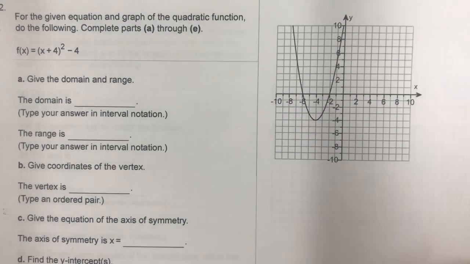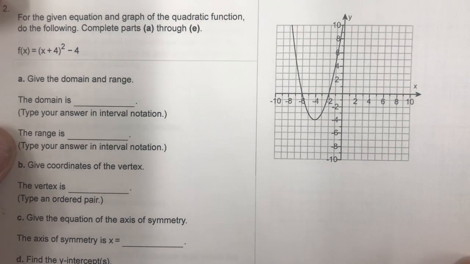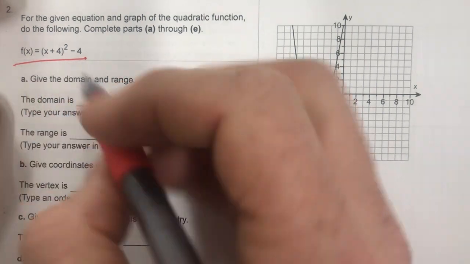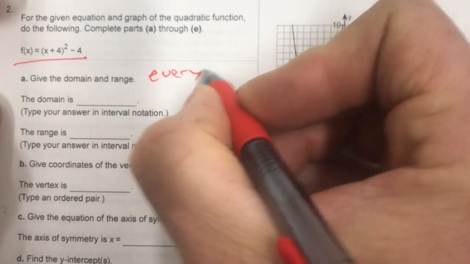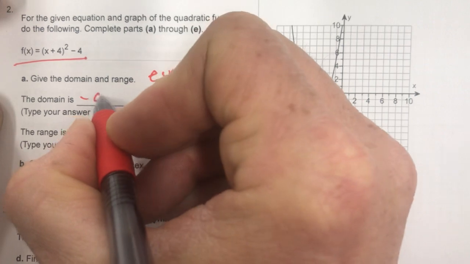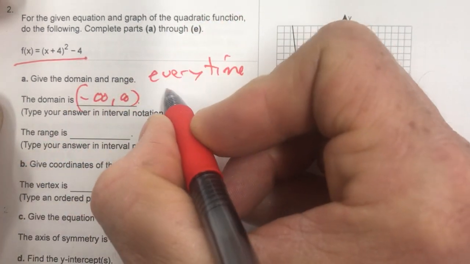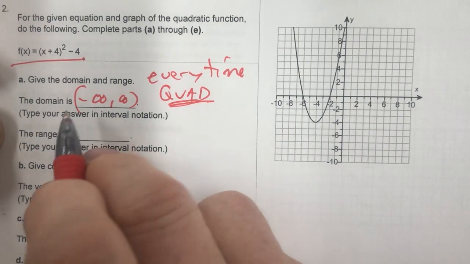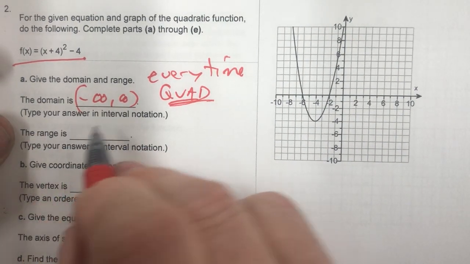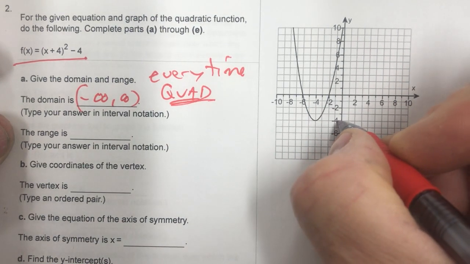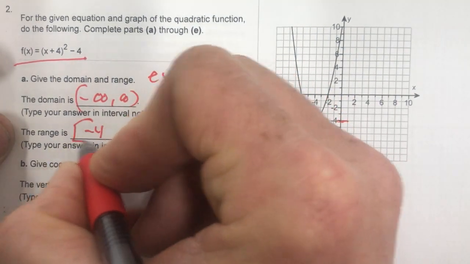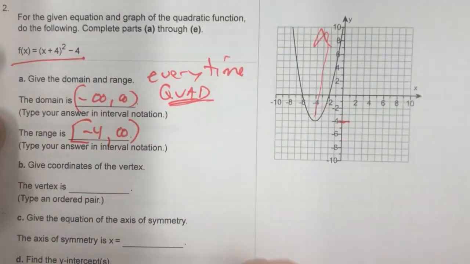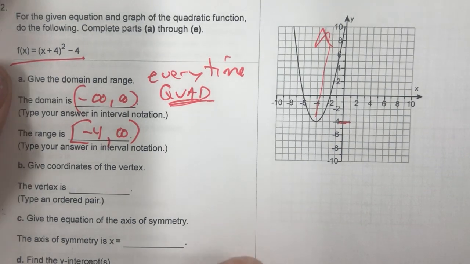Okay, go on to the next one here. All right, we got us a function here. All right, what's the domain? Well, this is quadratic, so every time it's negative infinity to positive infinity for domain when it's quadratic, every time. The range is what changes. So if you look over here, the range is up and down. The lowest it goes is negative 4, and we include that for the bracket. The highest it goes up forever to infinity. So there's my range. Okay.